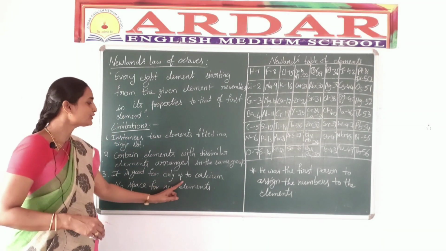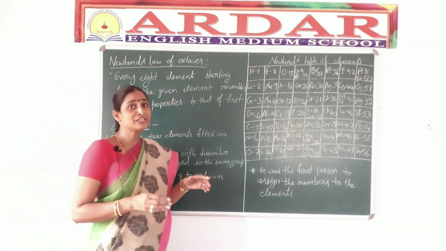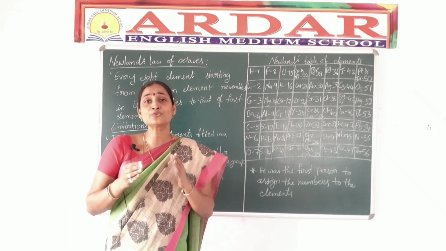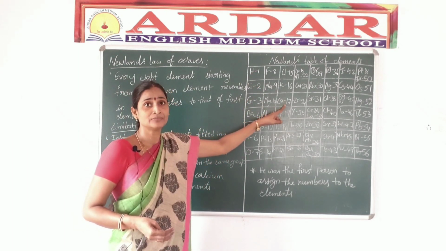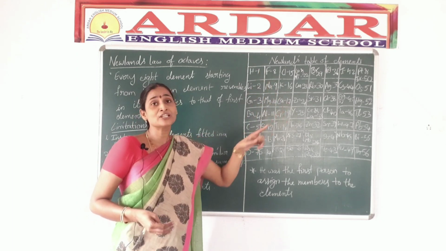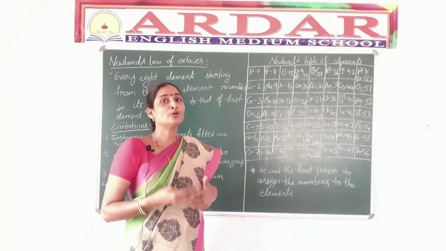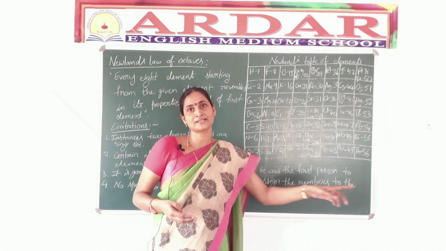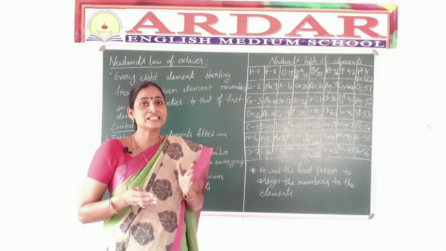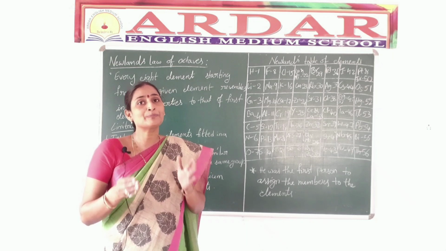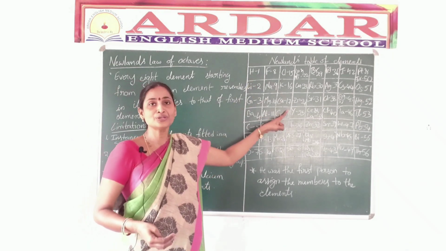It is good for only up to calcium. That means this law of octaves is only good from hydrogen to calcium, because these elements have low atomic mass. Above calcium, these elements have high masses, so this law is not valid for high mass elements. This law is only valid up to calcium, from hydrogen to calcium.